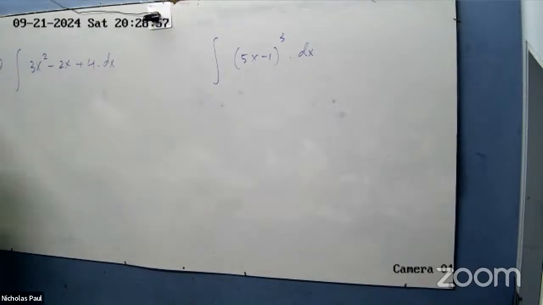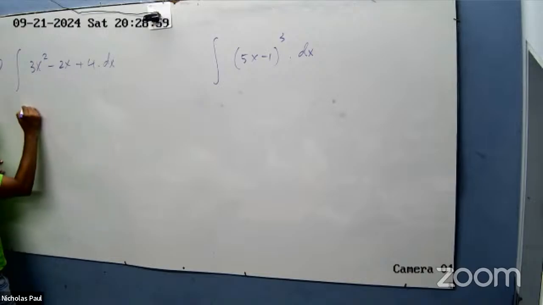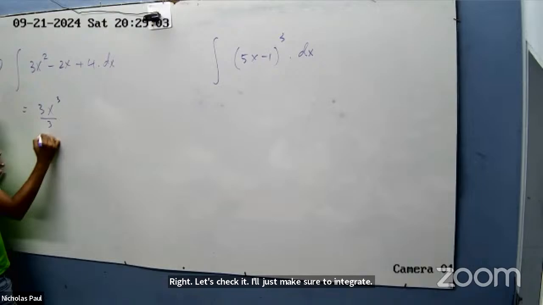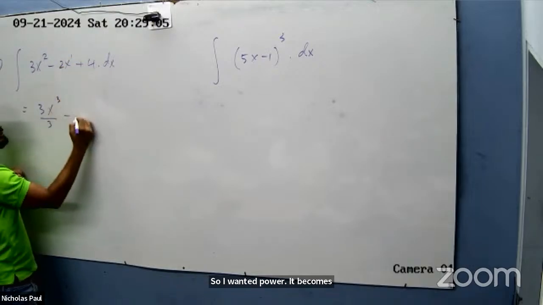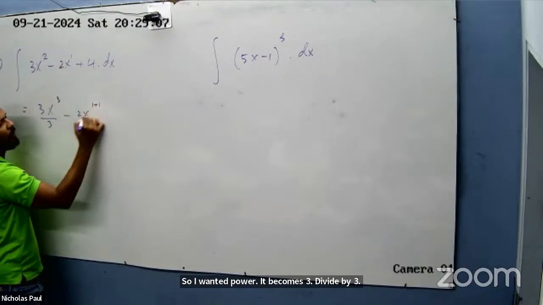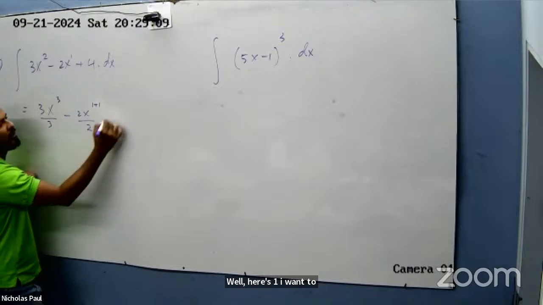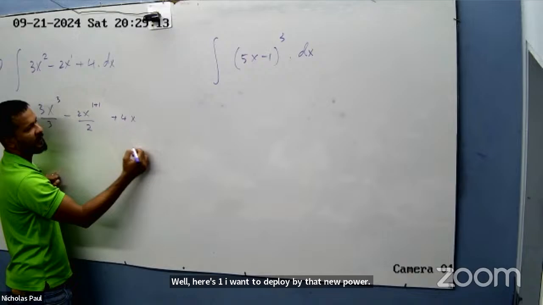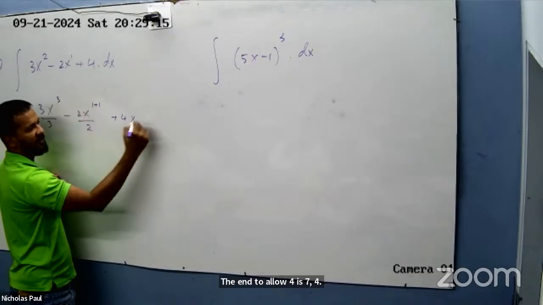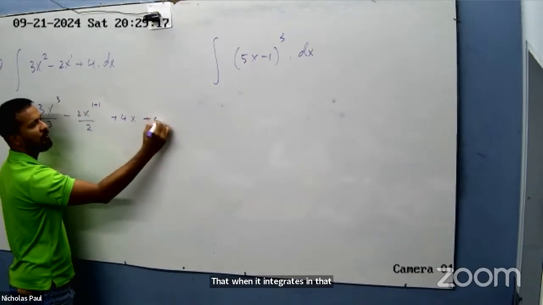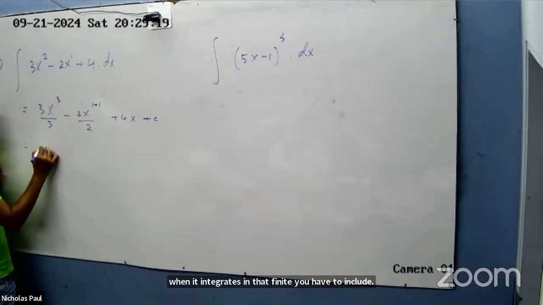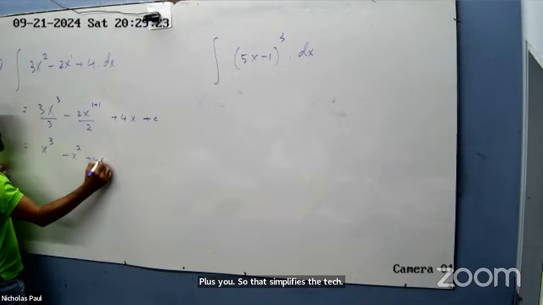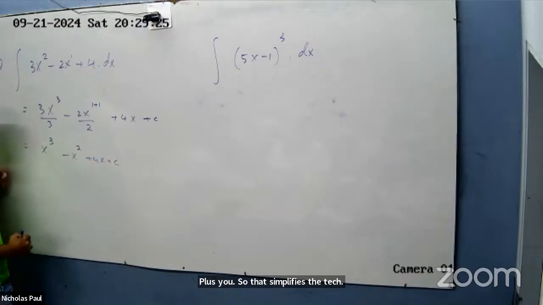Let's check it out. Just make sure you remember how to integrate. So add 1 to the power, it becomes 3, divided by 3. The power here is 1. Add 1 to the power, divide by that new power. The integral of 4 is simply 4x. When you're integrating indefinite, you have to include plus c. So this simplifies to x cubed minus x squared plus 4x plus c.